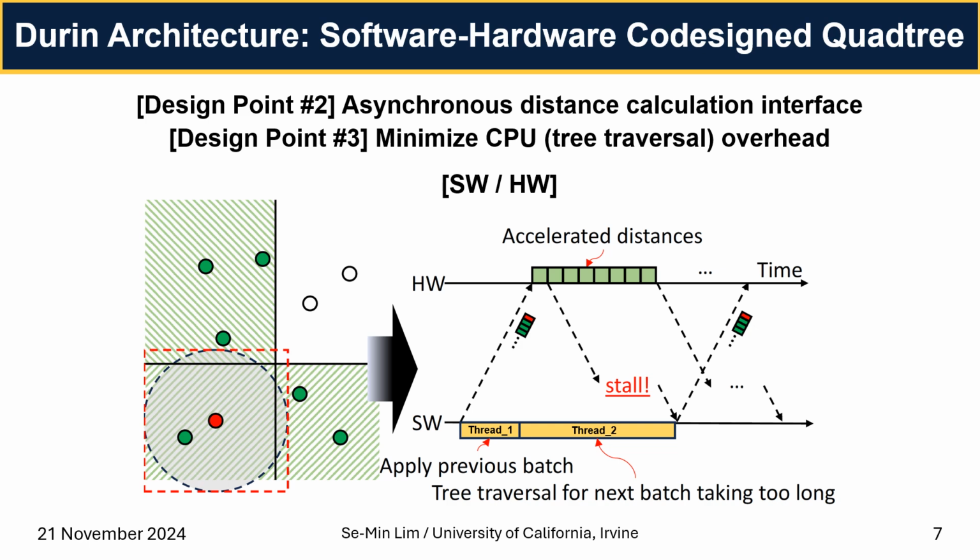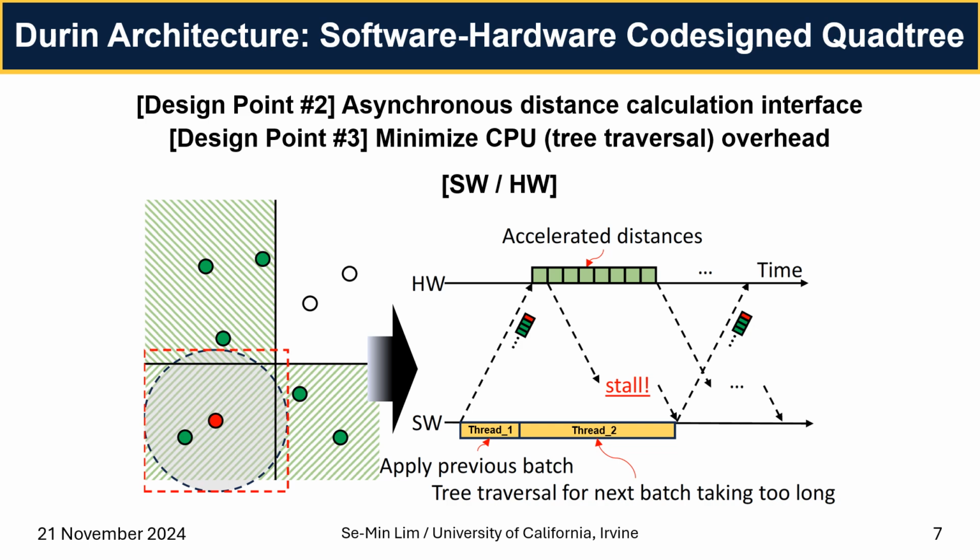Durin's design point two is implementing an asynchronous interface across multiple threads to hide PCI latency. As you can see in the figure on the right side, each thread in the thread pool maintains many current core points and sends distance calculations from each border point in independent asynchronous batches. As long as a sufficient number of core points exist, PCI latency will not become the bottleneck. However, if one single batch takes a long time due to tree traversal, then this potential software tree traversal bottleneck causes the accelerator to stall, and it becomes meaningless to implement an asynchronous interface to hide PCI latency.